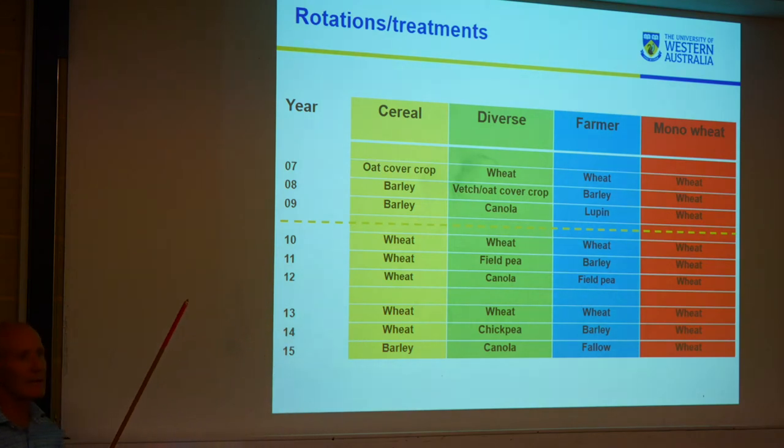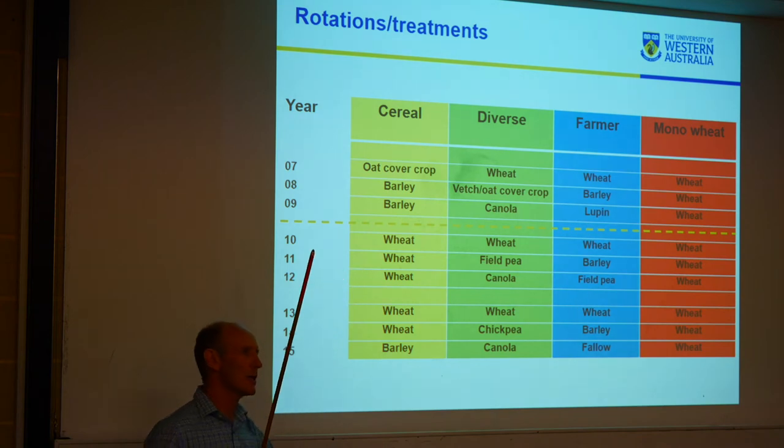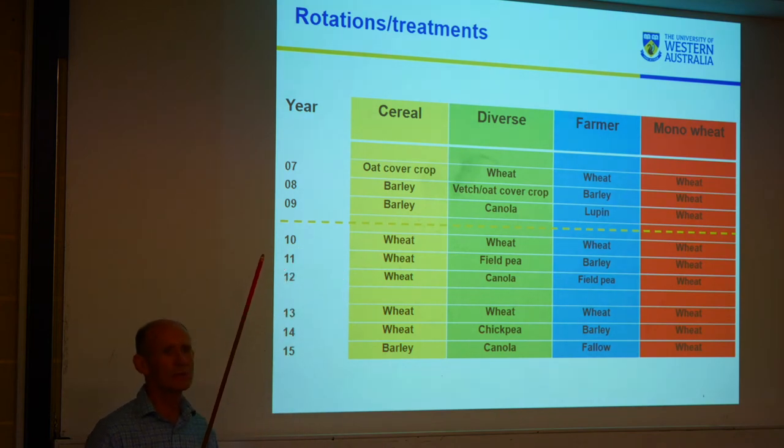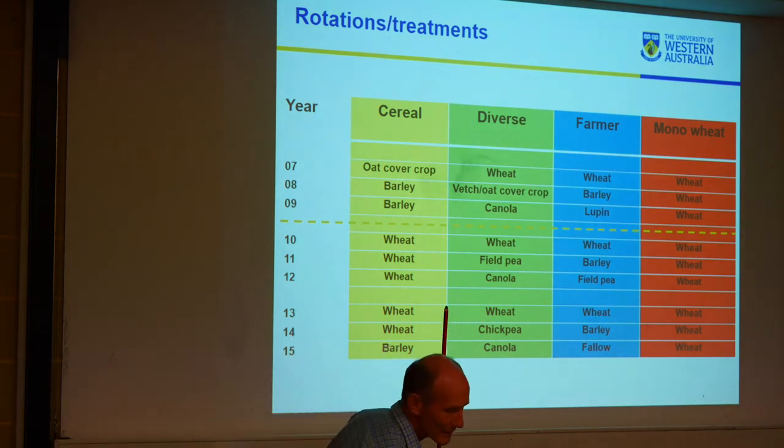In 2010, we split the plots for high residue and low residue. The high residue treatment, we cut the crop with a commercial harvest and we spread all the residue. In the low residue subplots, we cut it very low and we windrow burned it. So we reduced the residue by 40 to 60%. So we had a high and low residue. There was still residue in there.